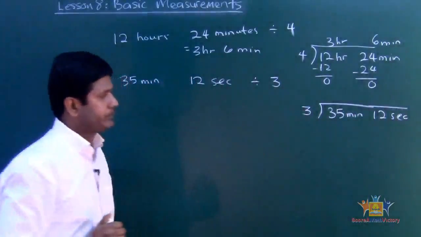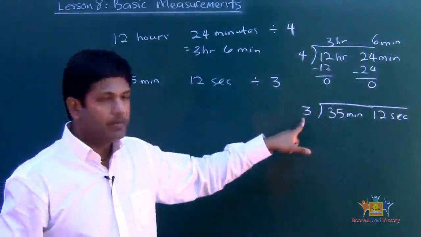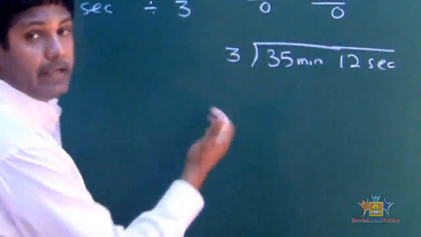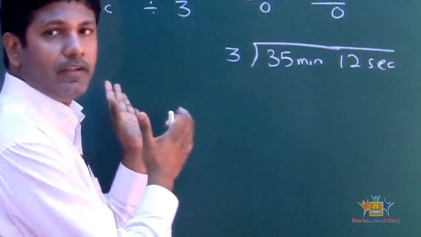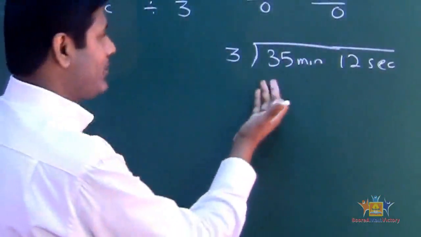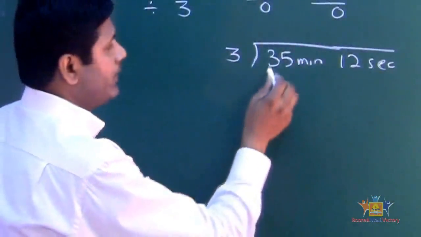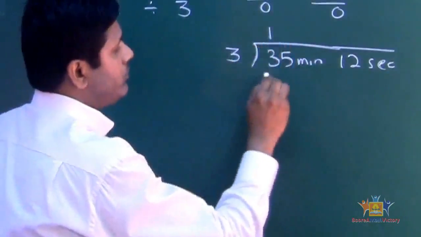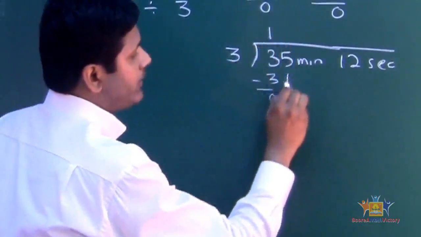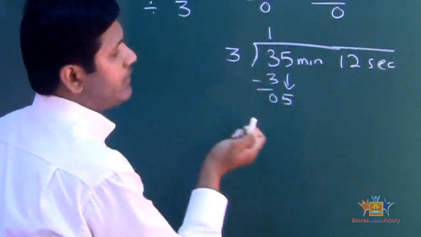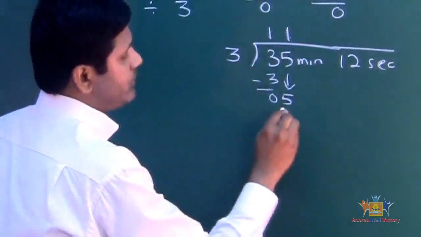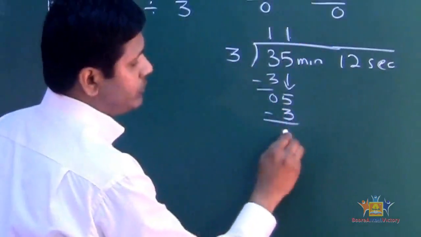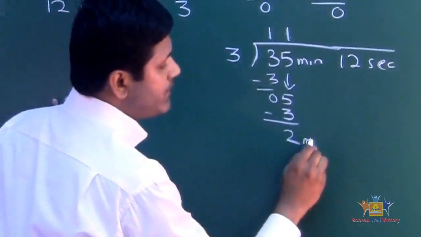I'll put the 3 outside. In 3, how many 3s? 1. See, again, I'm starting from the left to the right. 1 times 3 is 3. Minus, gives me 0. I bring the 5 down. In 5, how many 3s? 1. 1 times 3 is 3. 5 minus 3 is what? 2. Now remember, this is 2 minutes.